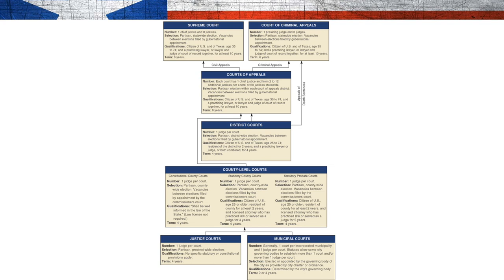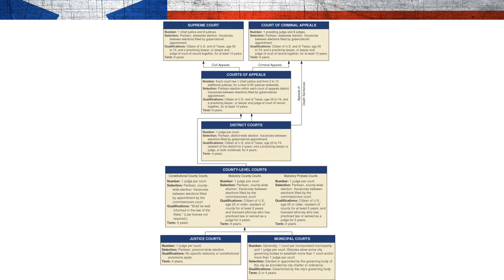Moving on to district courts, those are courts that are kind of the first stop for a lot of cases. There are 469 judges in Texas. There's one per court. They are selected in partisan elections in their district. The judge must be 25 to 74 years old and a resident of the district for at least 2 years, must have practiced law or been a judge or both for a combined 4 years, and the term is a 4-year term.